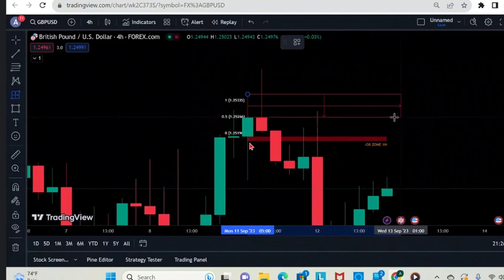Yeah, drag it all the way out. A little bit, one more. Right there. So this is a bearish order block.